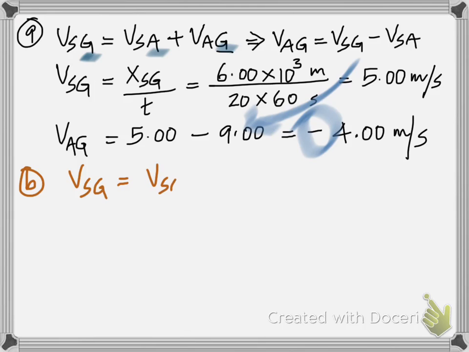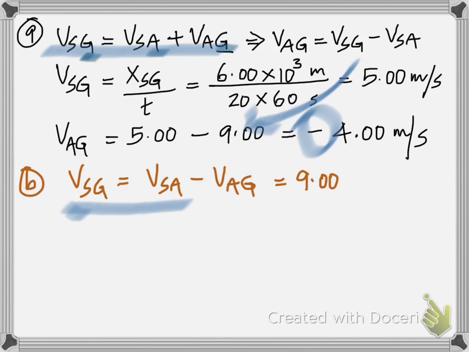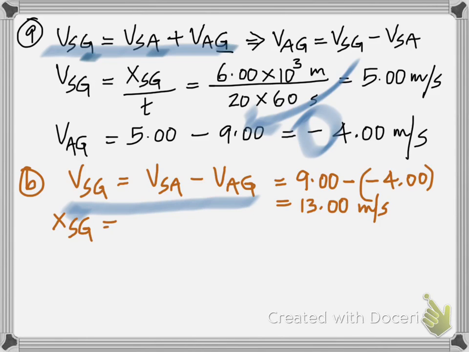Now it's flying with the wind. Therefore, its VSG is VSA minus VAG. Notice the difference between the first formula, when it was against, and when it's with. That is what you have to take care of. So now, because we know it's negative 4, there are 2 negatives, that makes a positive 13 meters per second, of course. The wind is helping it, so it moves faster.